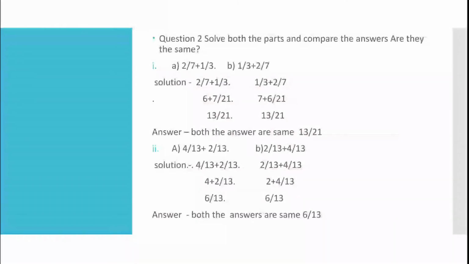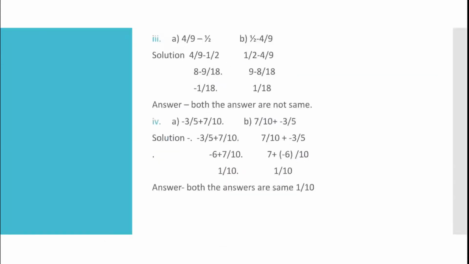Now second question, A part, 4 by 13 plus 2 by 13. So the denominator is the same, 13. So we can easily add 4 plus 2. You will get 6 by 13. Now in the same way, 2 by 13 plus 4 by 13. Here also the denominators are the same. Then 2 plus 4, 6 by 13. Both the answers are the same, 6 by 13. Now question number 3, 4 by 9 minus 1 by 2.